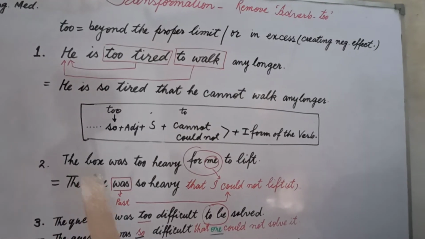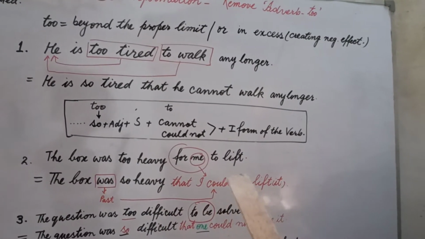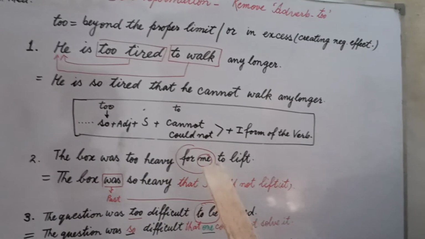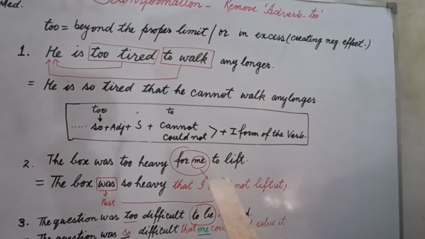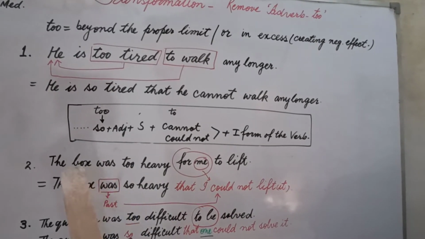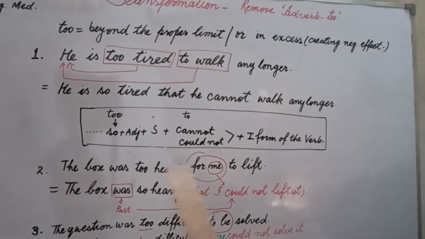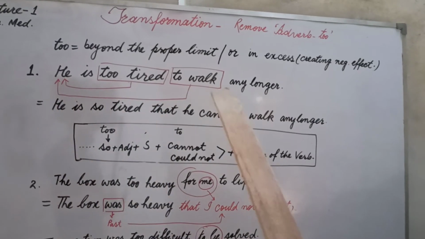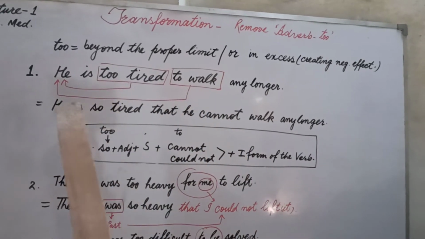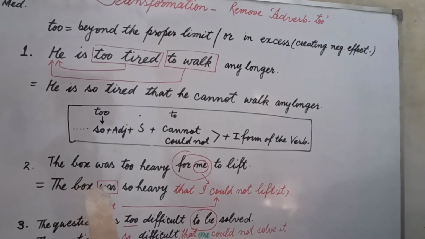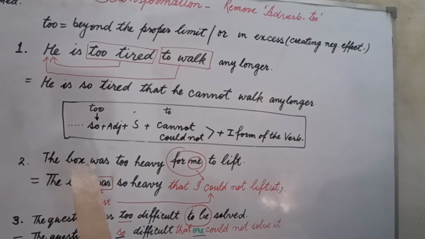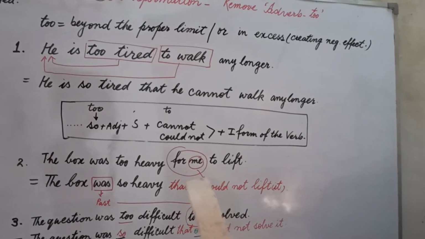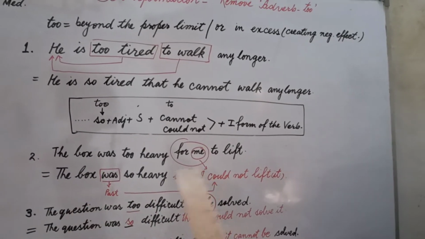Let's see the second example. The box was too heavy for me to lift. Now you can see the box was heavy for me to lift. This lift is to be done by me or I, and the box is heavy. It means this box and me are different, but in the first sentence he was tired and he was to walk. Both things were for he, but now in this sentence the first part is for the box and the second part is for lift, for me. In this way we find that these two parts are different.